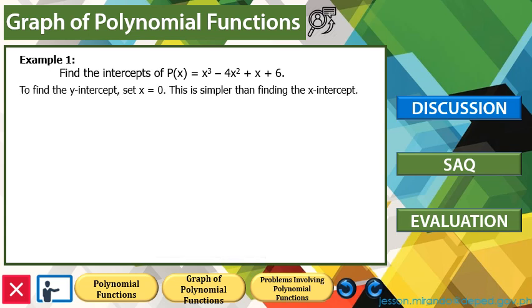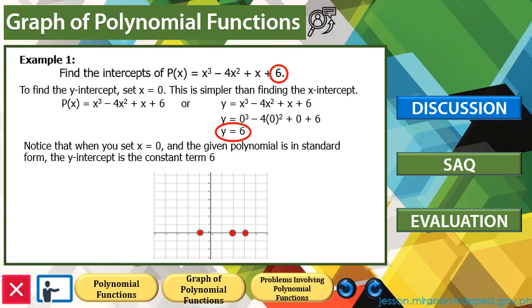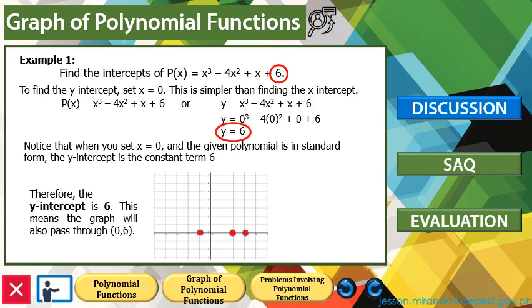To find the y-intercept, set x equals 0. This is simpler than finding the x-intercept. Notice that when you set x equals 0, and the given polynomial is in standard form, the y-intercept is the constant term 6. Therefore, the y-intercept is 6. This means the graph will also pass through (0, 6).